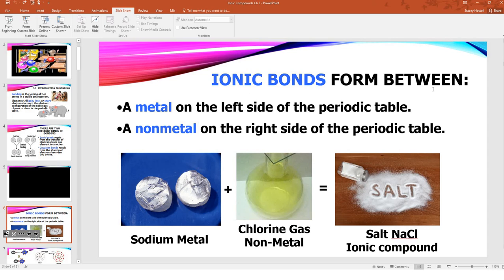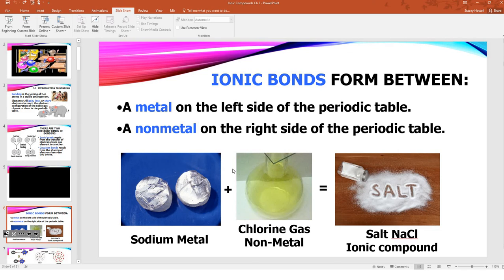Ionic bonds form between a metal and a nonmetal. Remember that the division line is between boron and aluminum, and it's a sort of staircase effect going down there. The metals are on the left and lower. The nonmetals are on the right and higher.